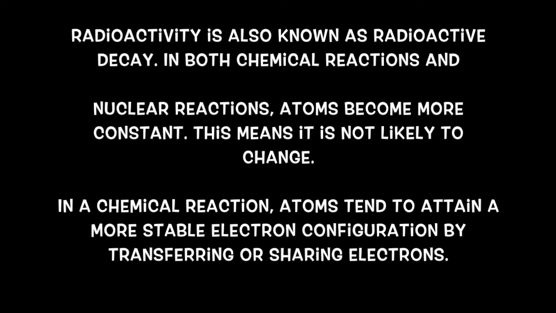In both chemical reactions and nuclear reactions, atoms become more stable. This means it is not likely to change. In a chemical reaction, atoms tend to attain a more stable electron configuration by transferring or sharing electrons.